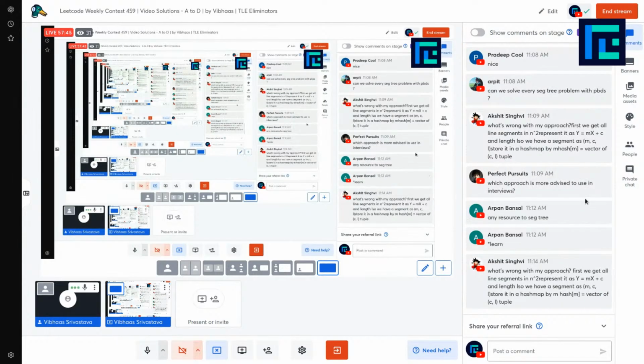Akshit will handle doubts and general doubts, specific doubts, what's wrong with your approach later. In fact, your approach is pretty similar, so maybe you'll understand when I explain the solution, okay? So just be patient.